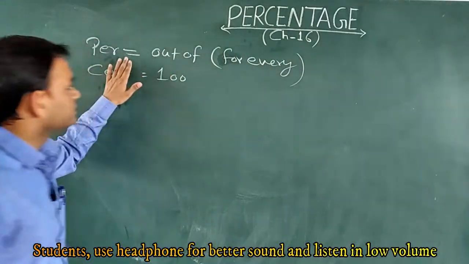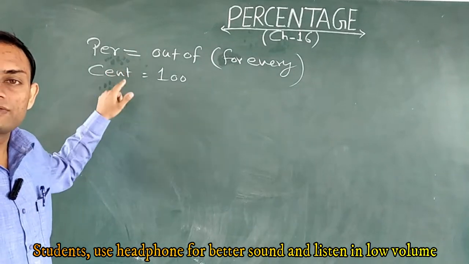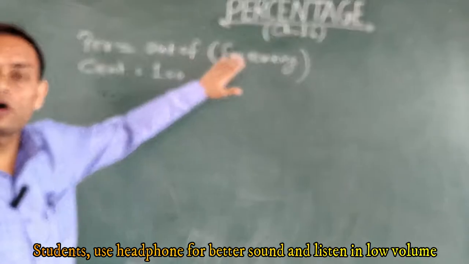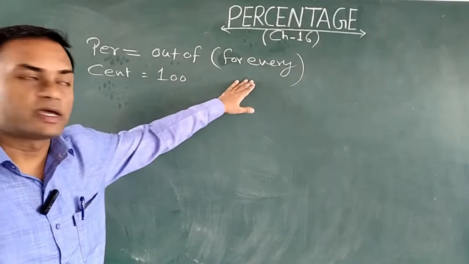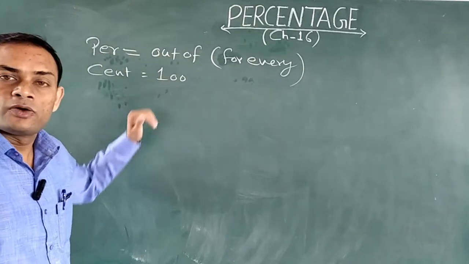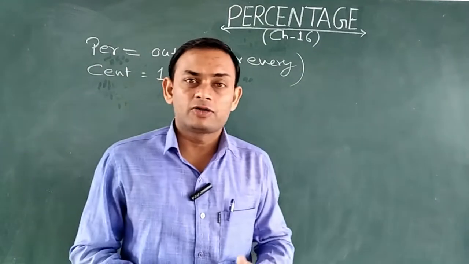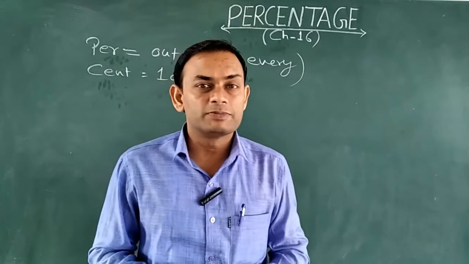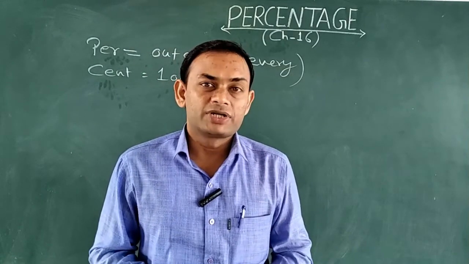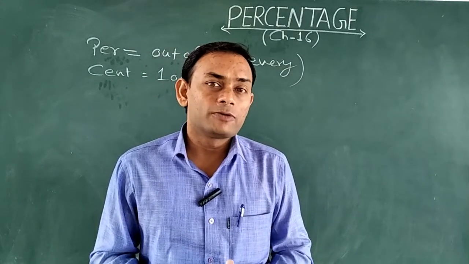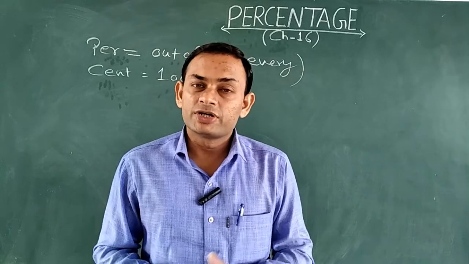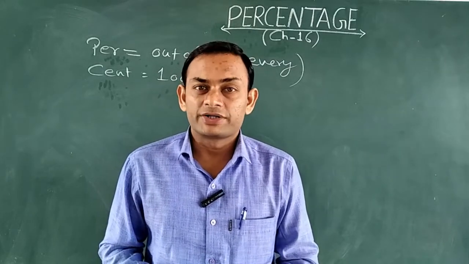Percentage is made from two words, per and cent. Per means out of, or for every, or for each, and cent means 100. Whenever we calculate any number or anything out of 100, it means we are calculating the percentage. Got it? You must have observed in examinations that your teacher gives you marks out of 100.